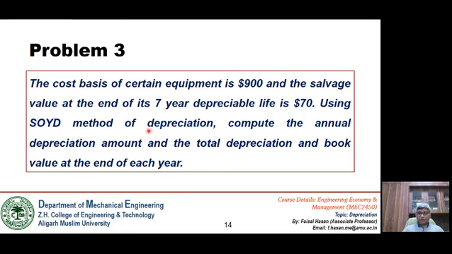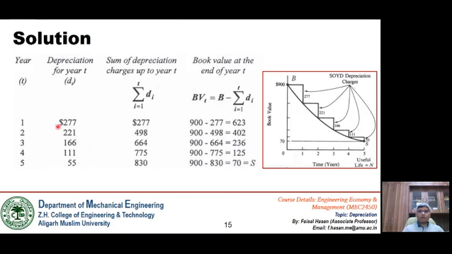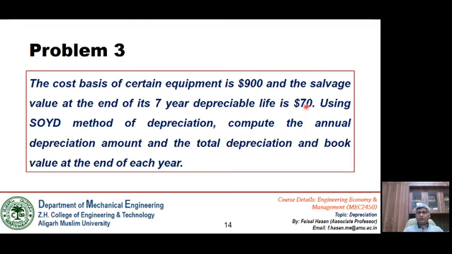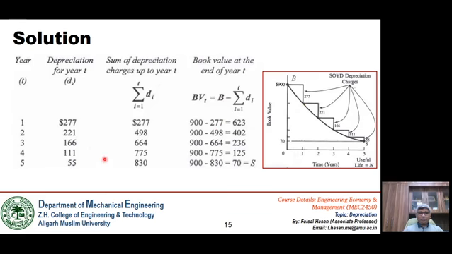So just compute it. If we just compute, these are the depreciation amounts for each year. For the first year, B minus V is nothing but 900 minus 70. You just write the digits in reverse order. So what we get here is 5, 5 divided by the sum of these 5 digits. If you just compute, that will come out to be 277. So if we just subtract 277, it will be the book value at the end of first year.